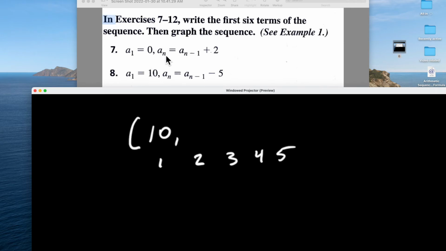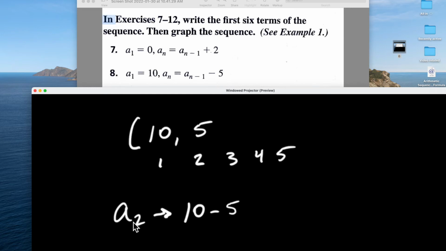To get the value at any n value, we take the value to the left. Whoops, I'm doing the wrong one. To get the value of any n value, we go to the position to the left and we get its value and we subtract 5. Okay? So to get a sub 2, what do we do? We take the value at a sub 1, which is 10, and we subtract 5. So here our d value is going to be minus 5.